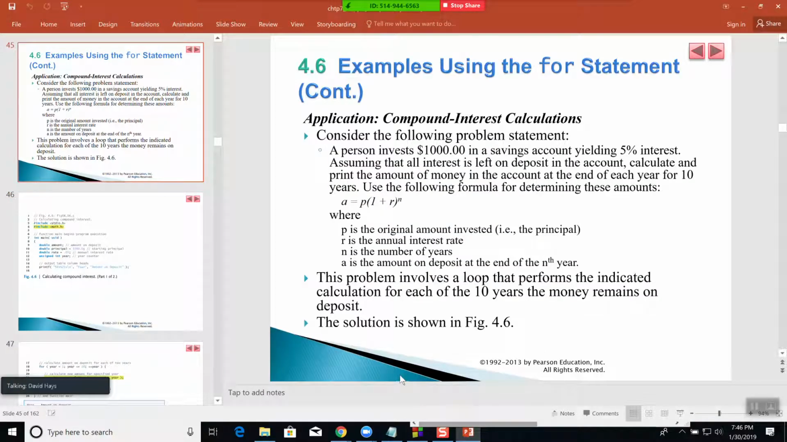This is an example. What it wants to do: this program involves a loop that performs the indicated calculation for each of the 10 years the money remains on deposit.